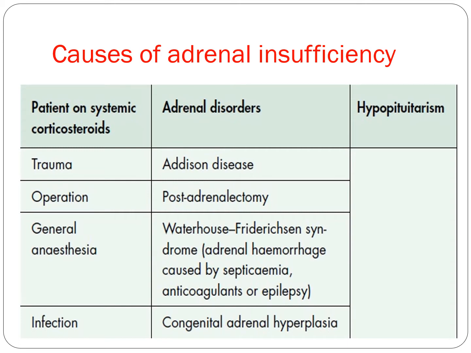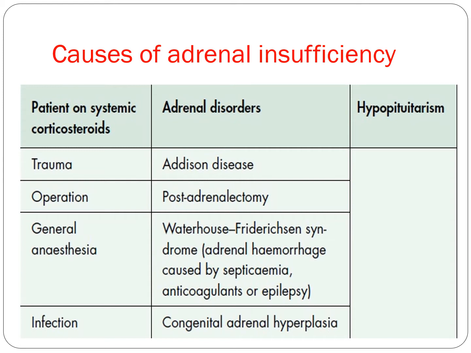So, causes for the adrenal insufficiency. In adrenal insufficiency, there are three main things: the patient on systemic steroids, an adrenal disorder, and hypopituitarism. These are the main causes for adrenal insufficiency. Systemic steroids, like those given mainly for trauma, depression, and infection. These are the main things for chronic systemic steroid.